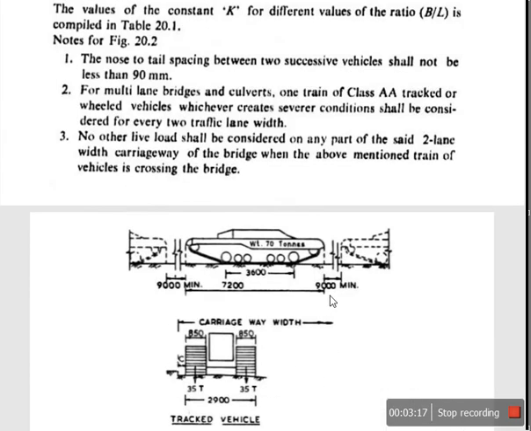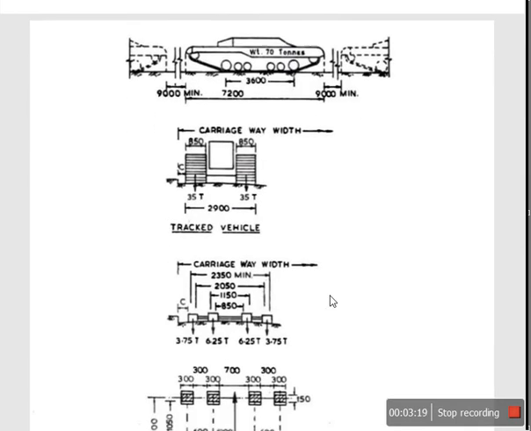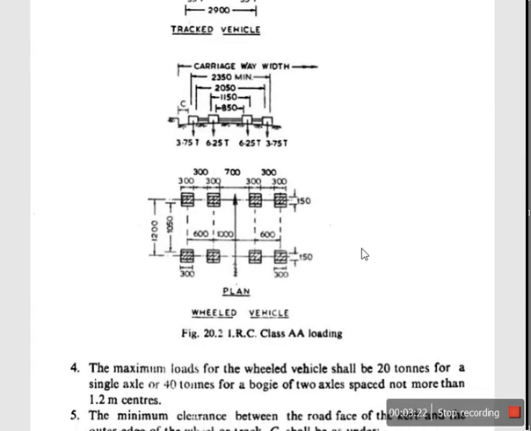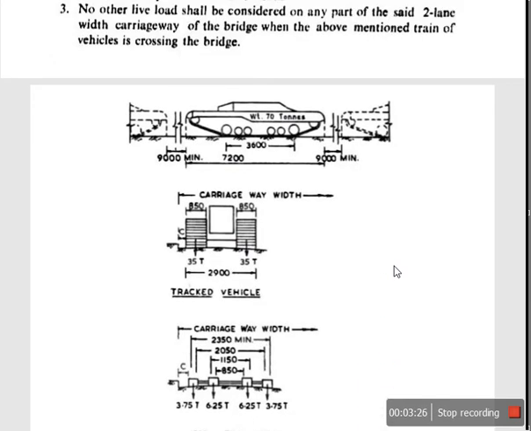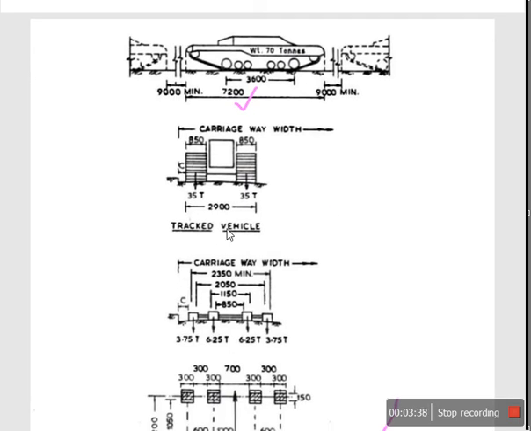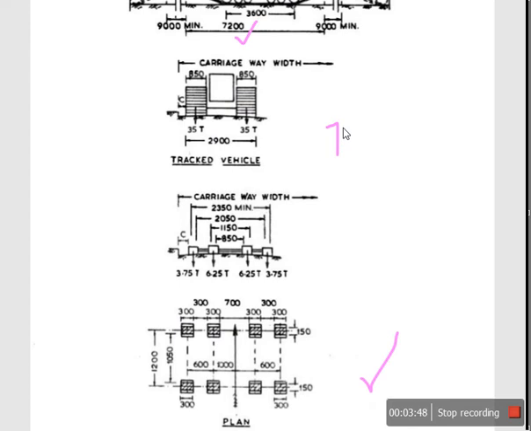Now we have the loadings. This is class AA, and class AA gives the worst effect of loading. Class AA consists of a tracked vehicle with a total length of 3.6 meters and an out-to-out dimension of 2.9 meters, and each track gives a loading of 35 tons. So in total we can expect 700 kilonewton from a tracked vehicle.